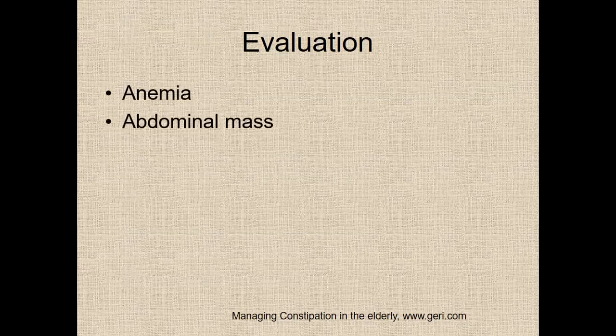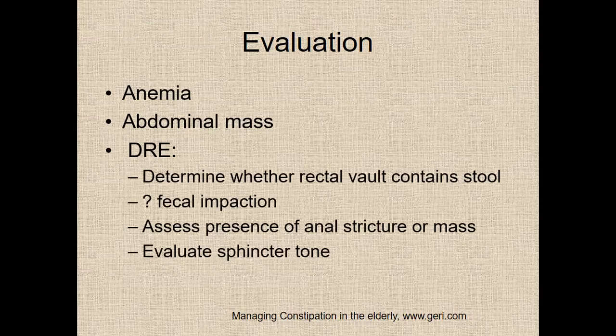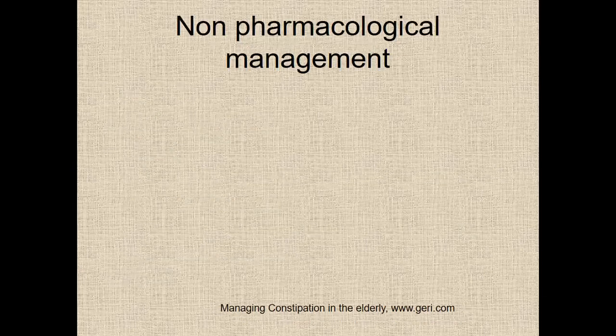You evaluate for anemia, you do hemoglobin. You also examine for abdominal masses. You can also do a digital rectal examination and determine whether the rectal vault contains stool, whether there is a fecal impaction or not, assess for the anal tone, structure, or any mass, or evaluate the sphincter tone on DRE. So on examination, look for abdominal mass and do DRE, the rectal examination. And if you do evaluation of the labs, you should do hemoglobin for anemia, and maybe FOB, fecal occult blood.